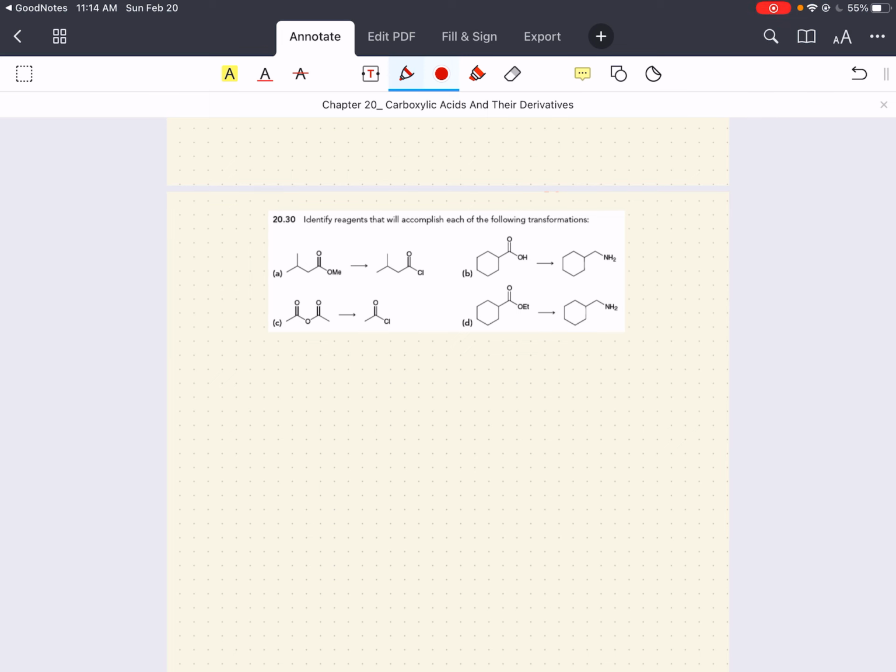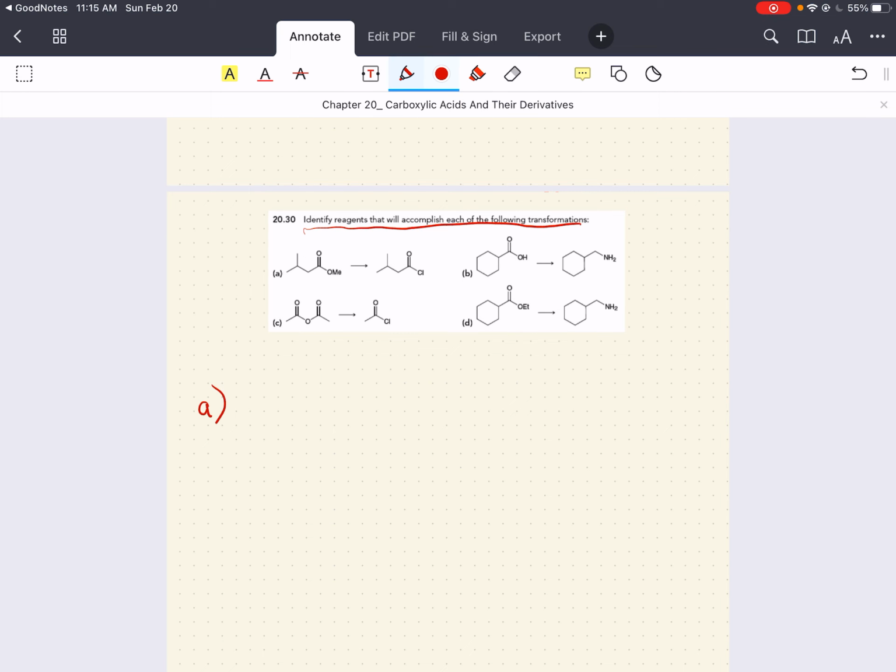Now we've covered the preparations and the reactions of 5 groups of carboxylic acid derivatives: acid chlorides, acid anhydrides, esters, amides, and nitriles. We've built a profile for each one of these. Now let's do a few synthesis problems. Identify reagents that will accomplish each one of the following transformations.